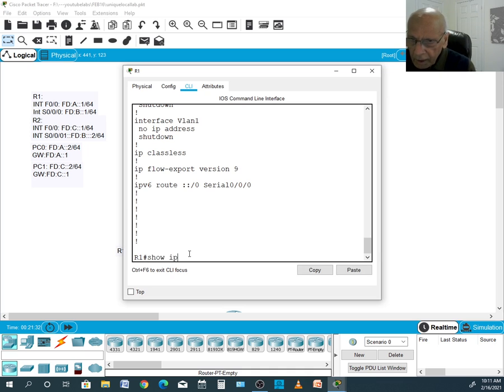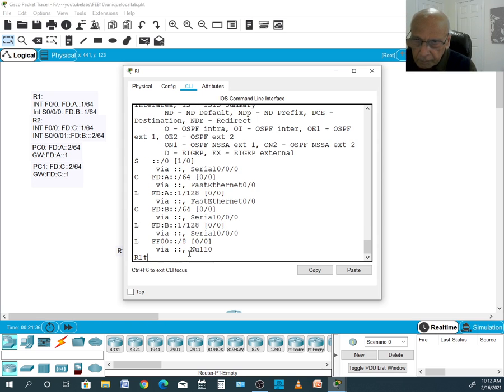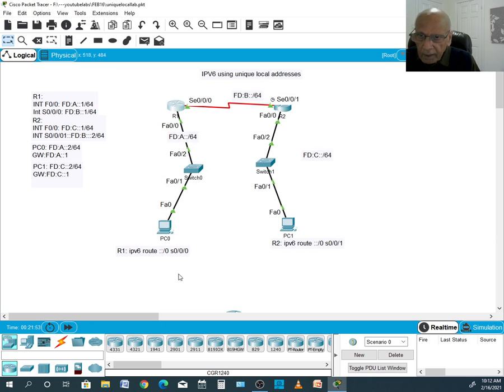So show IPv6 route. So your link is, this is the default. It says wherever you want to go, I don't care. So this is A, this is B, and this is multicasting. And let's look into our computers.